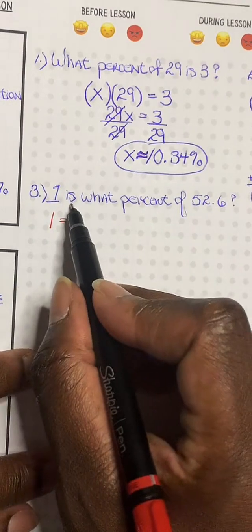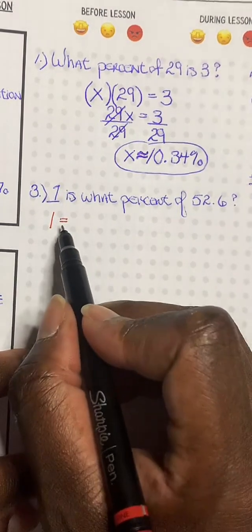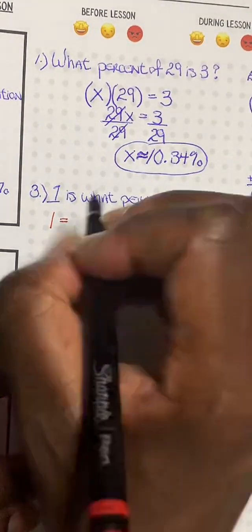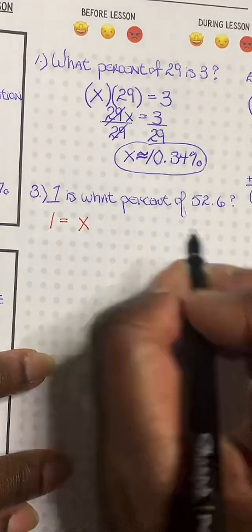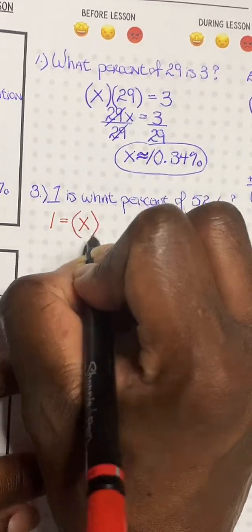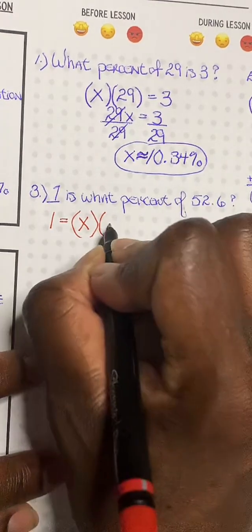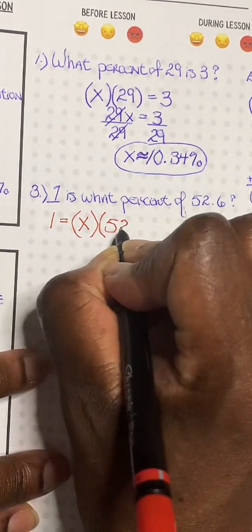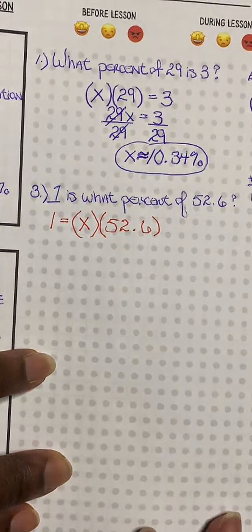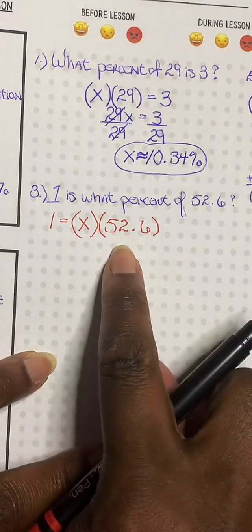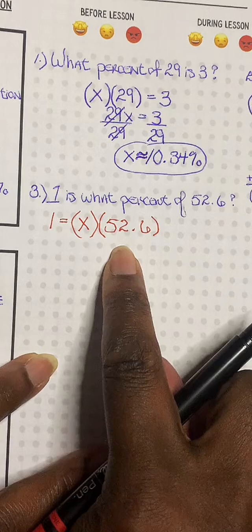So 1 is, remember the word is equals. What percent? Since we don't know it, we're going to put an X there. Of means multiplying. So I'm multiplying the X to what? 52 and 6/10. So what are we going to do to solve for X?